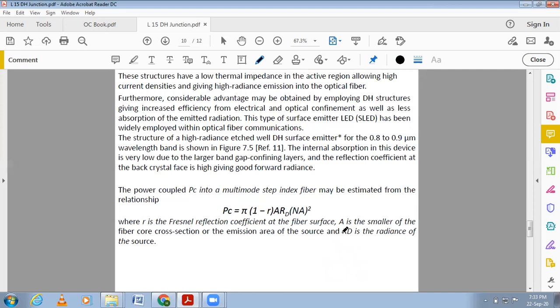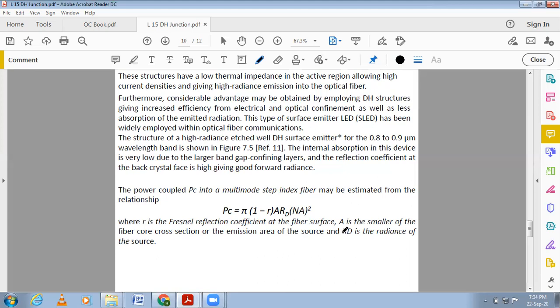Furthermore, considerable advantage may be obtained by employing a double heterostructure, giving increased efficiency from electrical and optical confinement, as well as less absorption of the emitted radiation. This type of surface emitter LED has been widely employed in optical fiber communication. The structure of a high radiance etched well double heterojunction surface emitter for the 0.8 to 0.9 micrometer wavelength band is shown in the figure. The internal absorption in this device is very low due to the large band gap confinement layers, and the reflection coefficient at the back crystal face is high, giving good radiance.